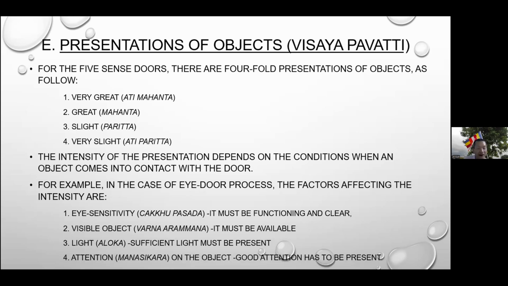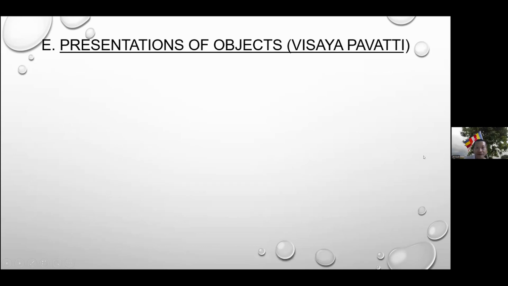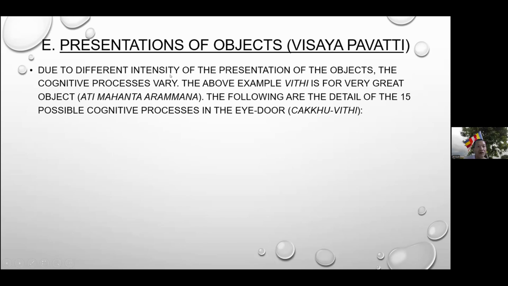Then the fourth one is attention. If we do not put attention to the object, then we will not be able to see it. So good attention has to be present. And these four, in the case of the eye process, will determine which group the presentation is classified under. So due to different intensity of the presentation of the objects, the cognitive process can vary.